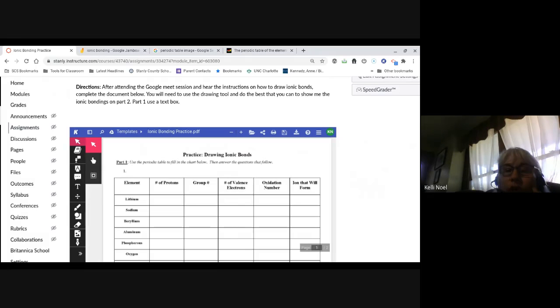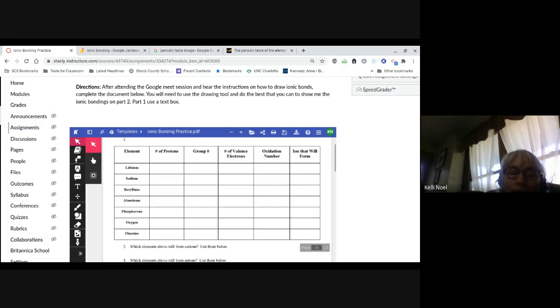Remember your oxidation numbers from my lesson last Thursday. If it's a metal, it's going to be positive, whatever the group number is. So positive, or how many valence electrons it has. If it is a nonmetal, you take the number of valence electrons and subtract it from 8 to get your oxidation number, and it'll be a negative. An ion is going to be the symbol with the 3 plus or the 3 minus, whatever the oxidation number is. So that's how you complete the top chart there.